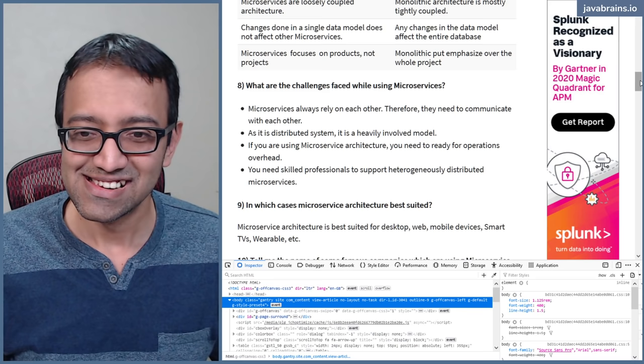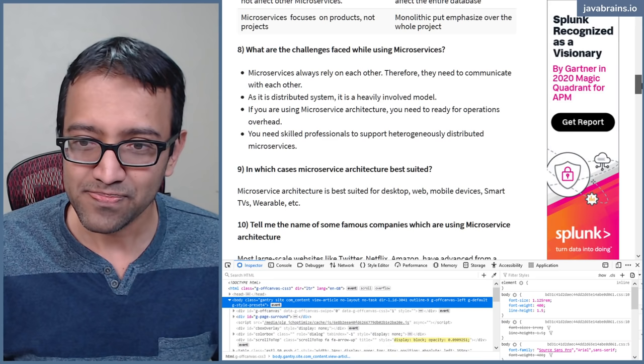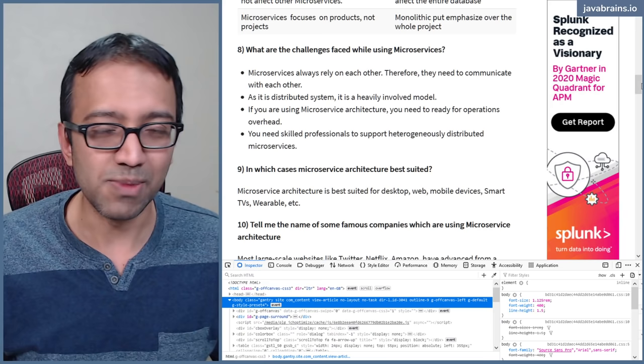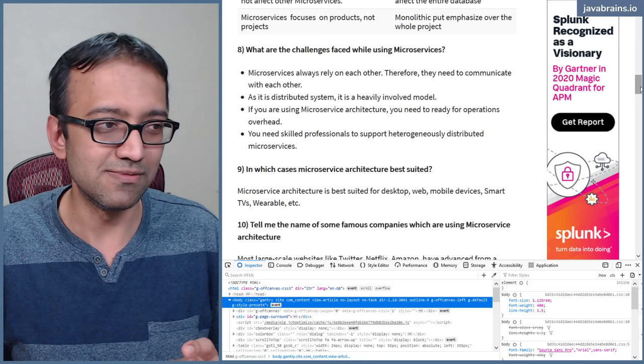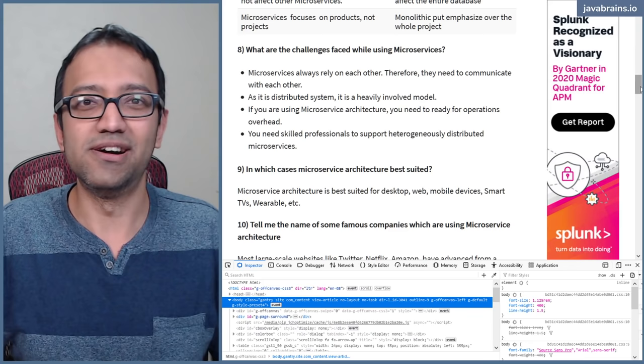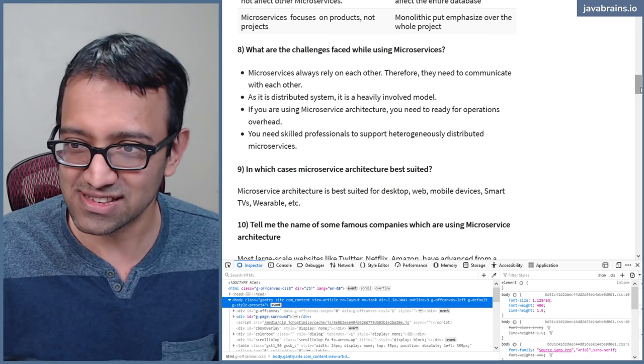Tell me some famous companies that are using microservice architecture. Well, all of the big guys are using microservice architecture. Like all of the guys who need to scale, right? So, you know, Facebook, Google, Netflix, Twitter, Uber, and what else? Amazon. Like everybody uses microservice architecture these days.